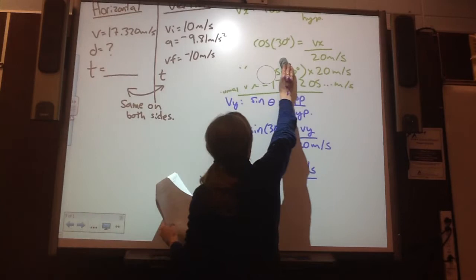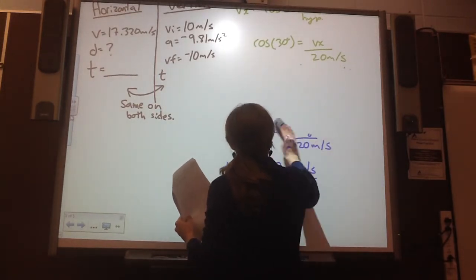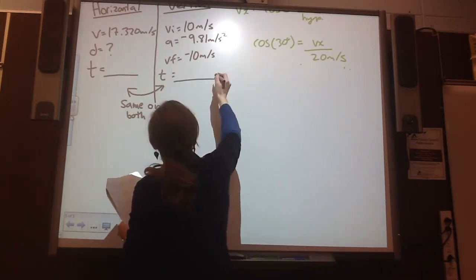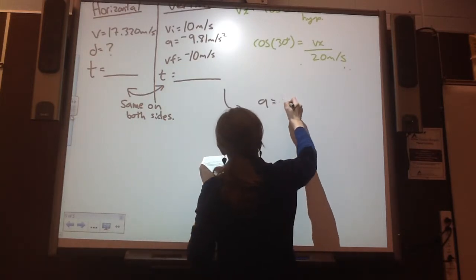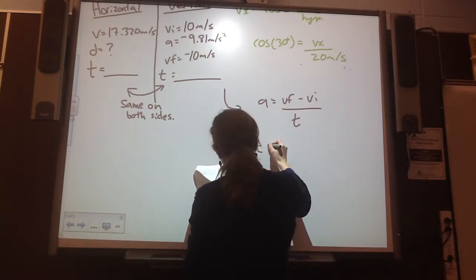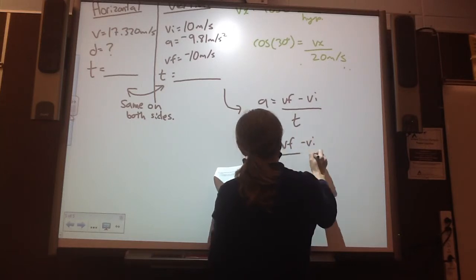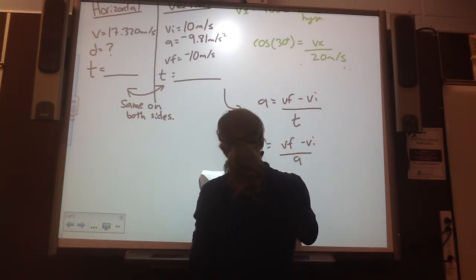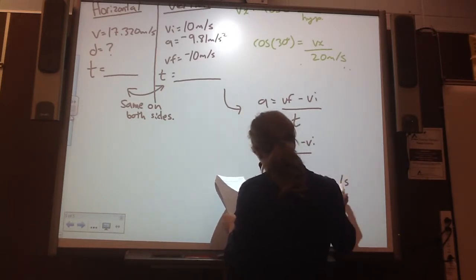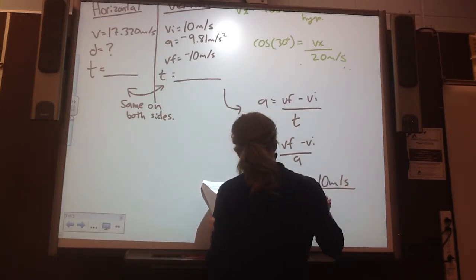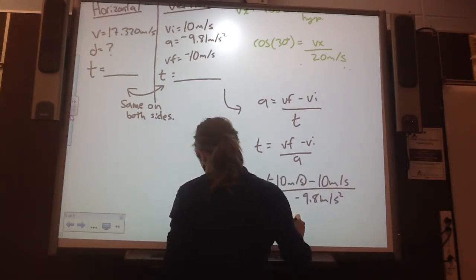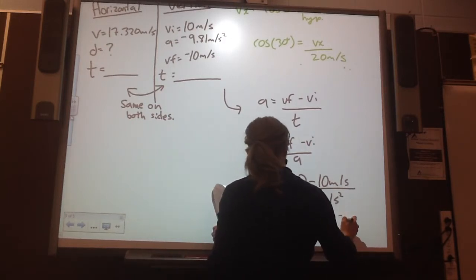I'm just going to erase this to give me a bit of space. So here, A is equal to VF minus VI over T. If I rearrange it, T is equal to VF minus VI over A. So T is equal to negative 10 meters per second minus 10 meters per second divided by negative 9.81 meters per second squared. So T is equal to 2.0387, etc. seconds.